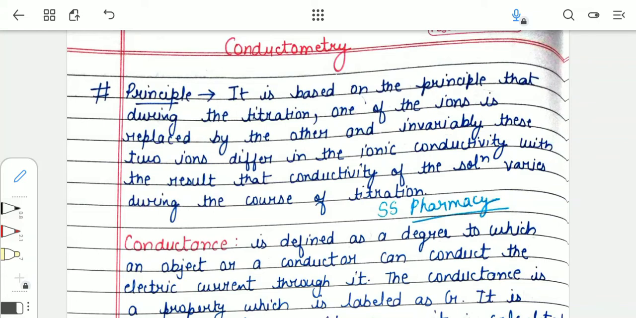So welcome everyone. In this video we will talk about conductometry or conductometric titrations. We will see its principle along with a few other terms which are discussed under this topic. So now let us begin.